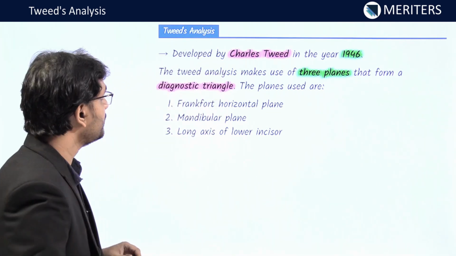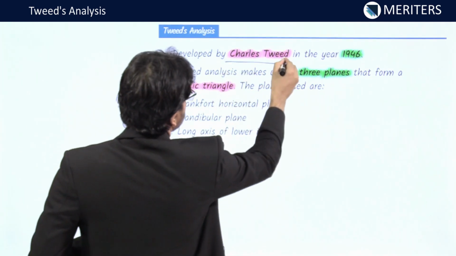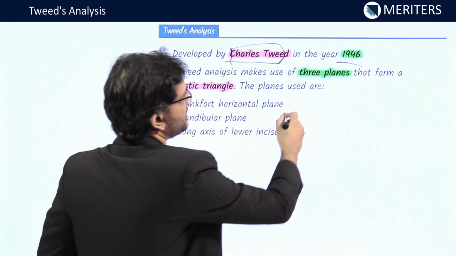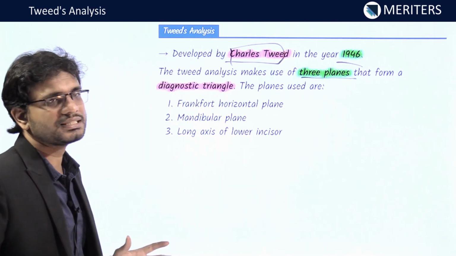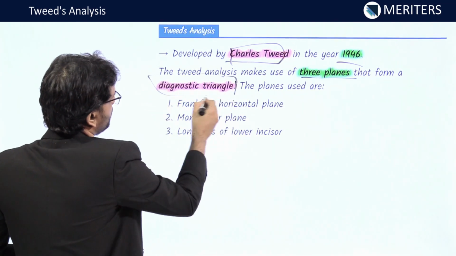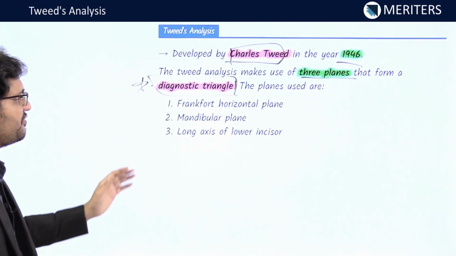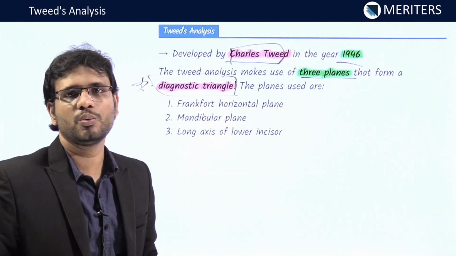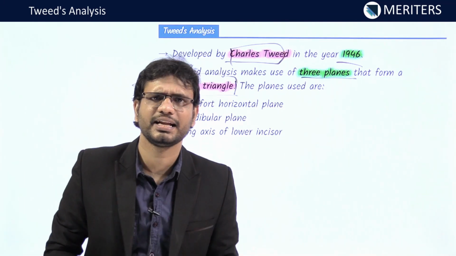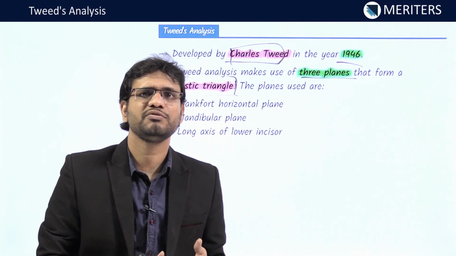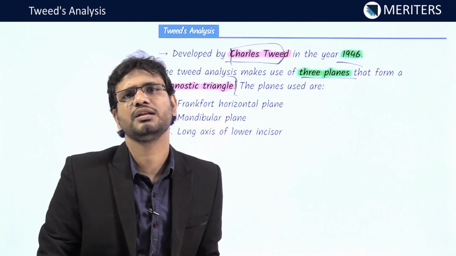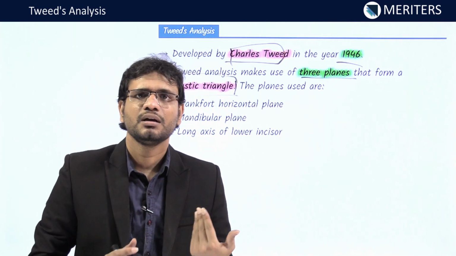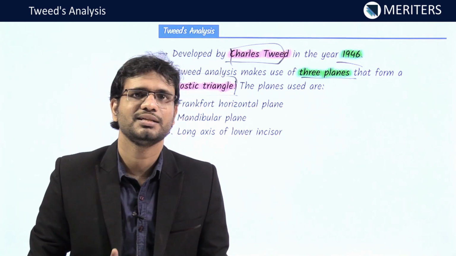So Tweed developed the Tweed's analysis in the year 1946, and the Tweed analysis makes use of three planes that form a diagnostic triangle, right? So this is important, and the planes used are the Frankfurt horizontal plane, mandibular plane and long axis of the lower incisors. So basically it was an attempt by Tweed to give the deflection of the mandible in relation to the Frankfurt horizontal plane, at the same time considering the long axis of the mandibular incisor also.